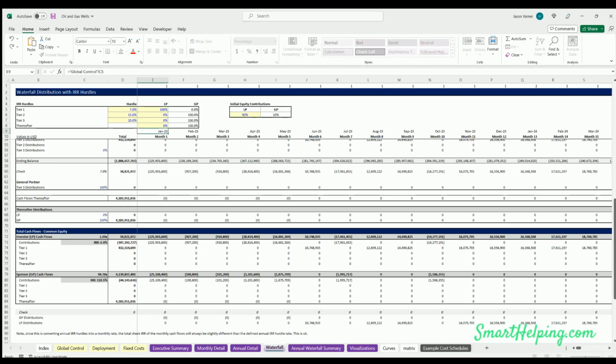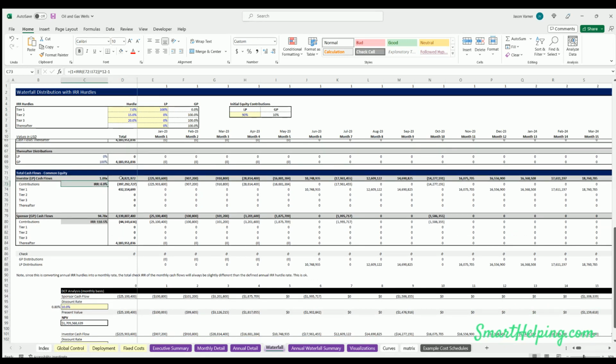It could be 0. In that case, you're just saying the LP gets their rate of return, and that's it. Now this is an annual rate being converted to a monthly, so you can see the actual exit IRR is slightly different than this 7%, and that's just because we're doing a monthly conversion of the annual internal rate of return. But that's completely fine for the purpose of the model. But you could have this be, let's say you have no hurdles. Let's say the equity contribution is 90-10, and then you're going to split the cash 60-40. That's fine too.